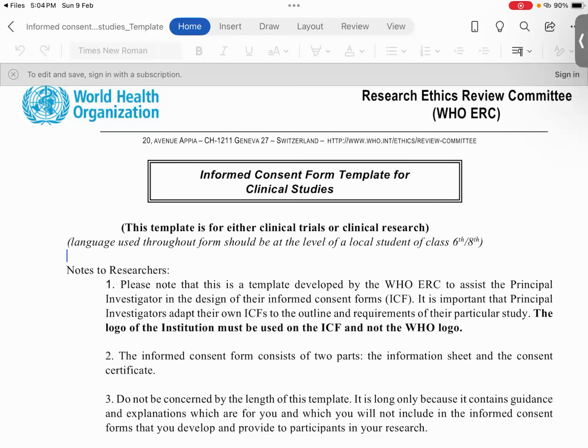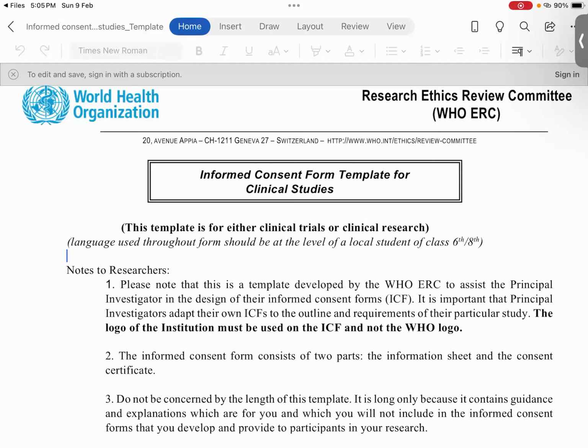Now I will also tell you another thing. Earlier this used to be a big trouble, because it is very easy to write in scientific language, you just take the language from the protocol and write it in the informed consent. But it was difficult to simplify it so that a sixth grade or eighth grade student can understand. That was difficult. But now the good news is that artificial intelligence has solved that problem. You feed the difficult word in, and it will simplify that word for you.